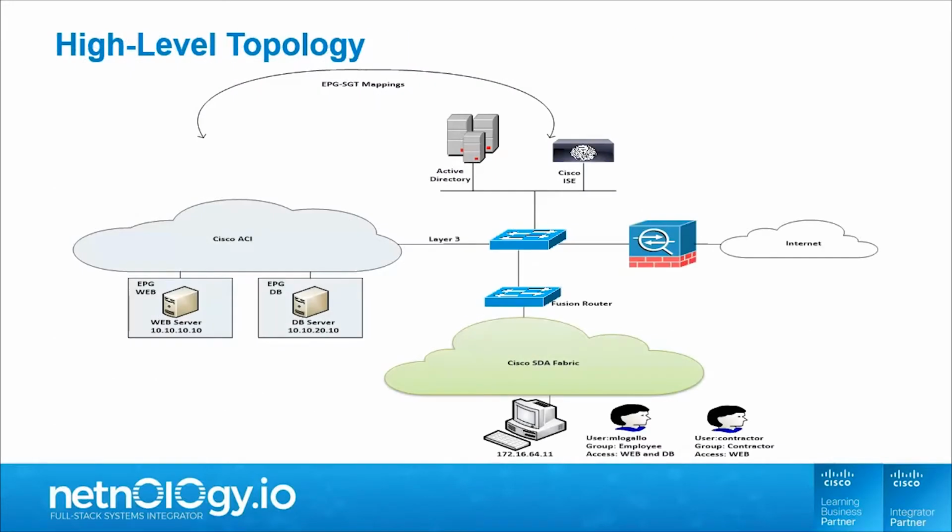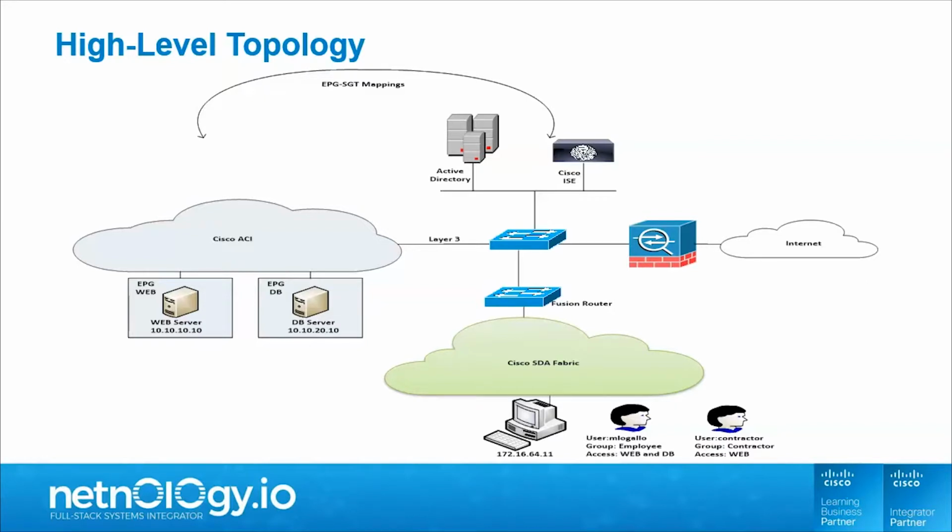This is the topology we will be using in this implementation example. We have two servers, Web and DB, that each exist in their respective EPGs in an ACI environment. The ACI fabric is connected via an L3 out to an external fabric, which in this case is a single Cat 9300 Fusion router. Behind the Cat 9300, we have a Cisco SD Access environment. This is where our example users will originate their access to the Web and DB.